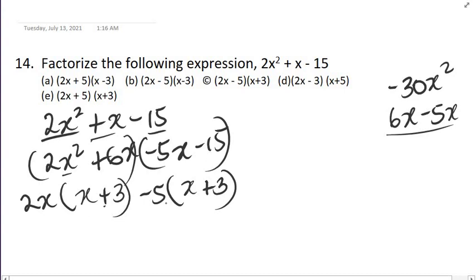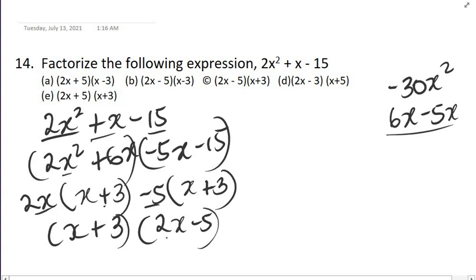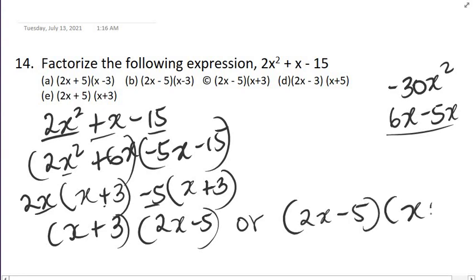Then since the terms inside the bracket are the same, you pick one: x plus 3, I picked one. Then put the rest inside a different bracket, 2x minus 5. So I'm done. You can write either first, it's the same thing: 2x minus 5 bracket x plus 3. So let's look for the right option. 2x minus 5, yeah, C is the right option there.